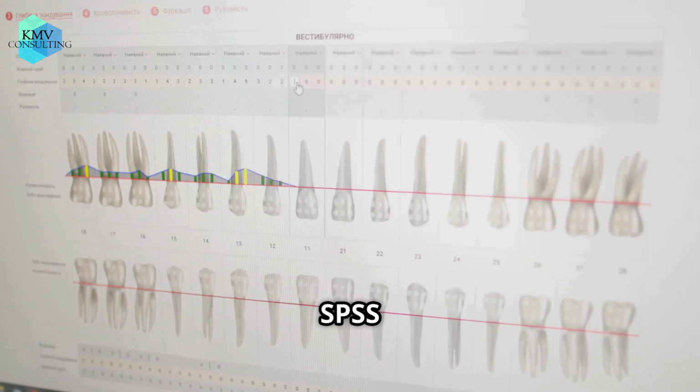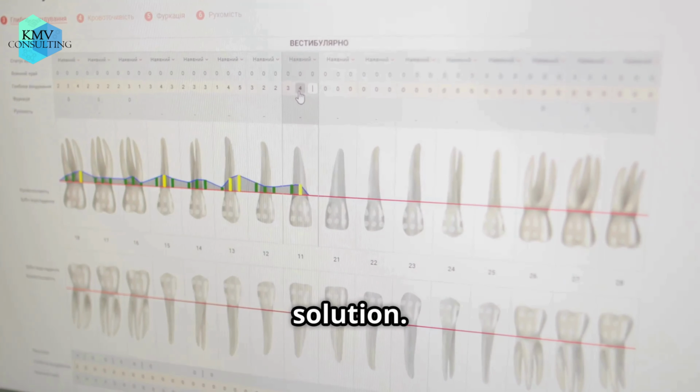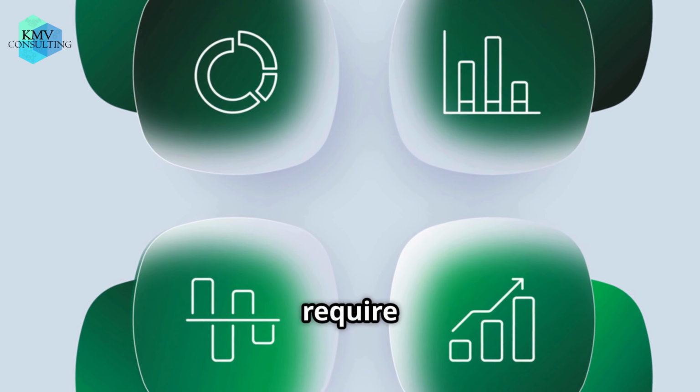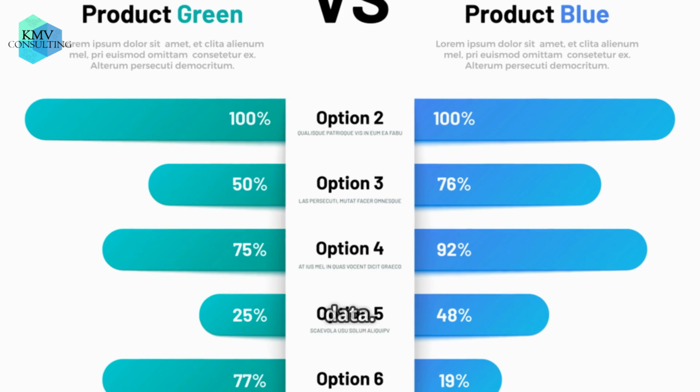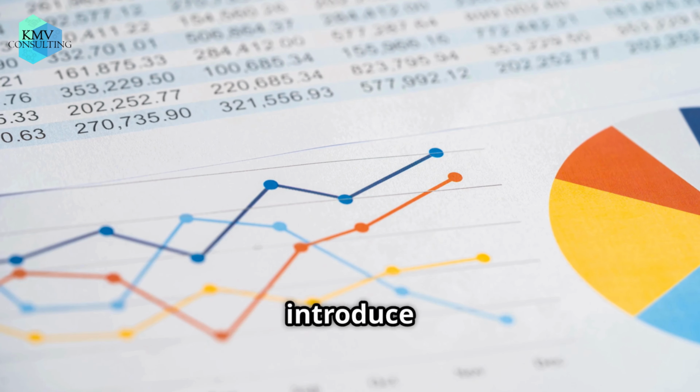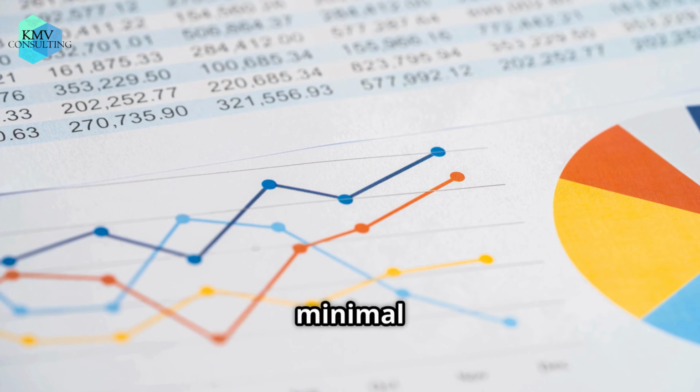Pick SPSS when you need a click-and-go solution. Opt for R if you require advanced modeling. Use Python to automate analyses and handle big data. Choose Jamovi to introduce students to statistics with minimal setup.